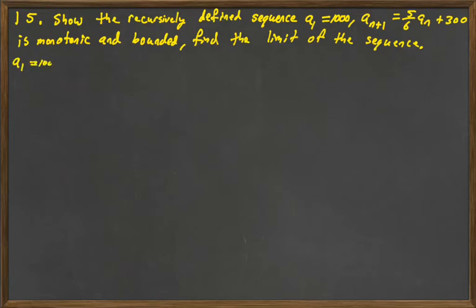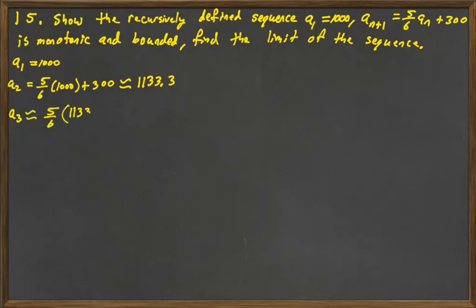So we're going to go ahead and look at what this sequence is doing. a1 is 1,000. That's what it's defined to be. a2 is going to be 5/6 of the previous term of the sequence, and then plus 300. So that's going to be approximately 1,133.33, etc. I'm just going to round it to one decimal place. a3 is approximately 5/6 times the previous term, 1133.3, and then plus 300, which is approximately 1244.4. And then we could keep going. But based off of this, it appears to be increasing.